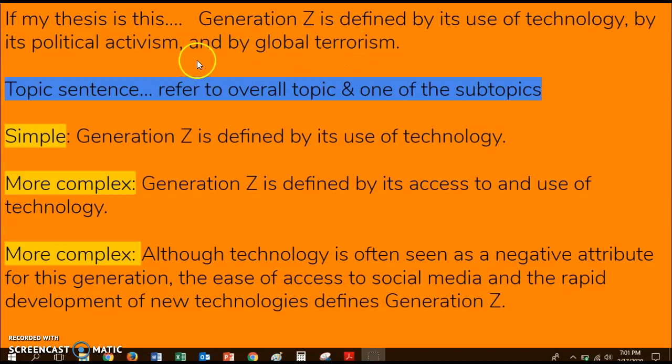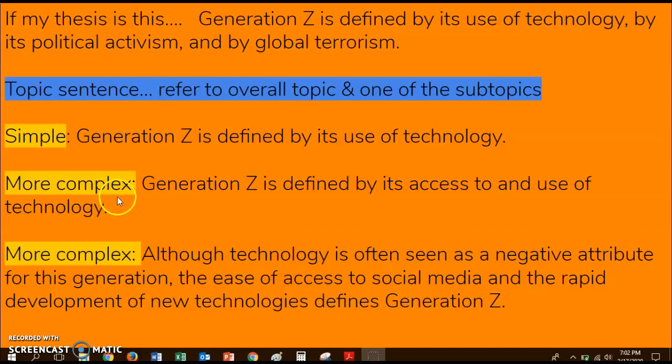Each body paragraph about these three subtopics needs a topic sentence to introduce that paragraph. In blue here it says the topic sentence refers to the overall topic and one of the subtopics. A simple topic sentence would be Generation Z is defined by its use of technology. That would be introducing the first subtopic in body paragraph 1 of the paper.